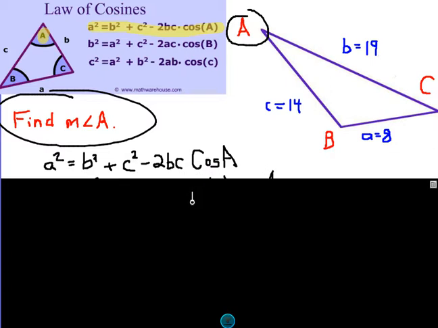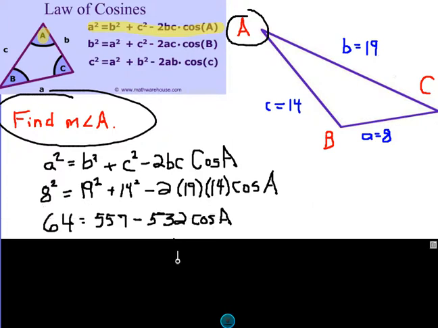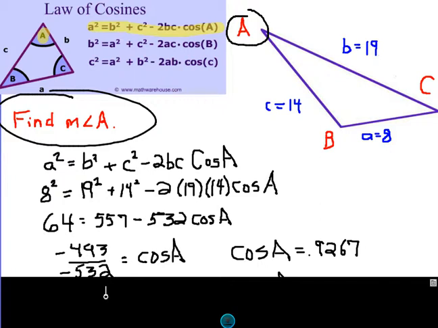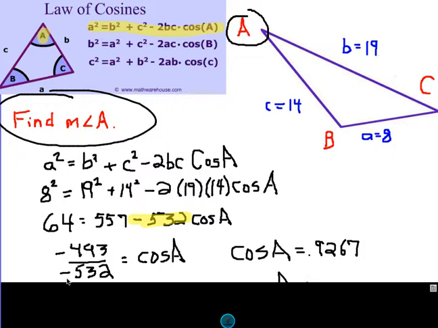So you were doing this problem correctly. You were plugging the numbers in. Remember, A was 8, B was 19, C was 14. You went through, remember to add these two terms together first and subtract those from both sides. You'll get negative 493, and divide by this coefficient last, because negative 532 is multiplied by cosine of A. When you get down, after you simplify everything else, you're going to divide by negative 532.